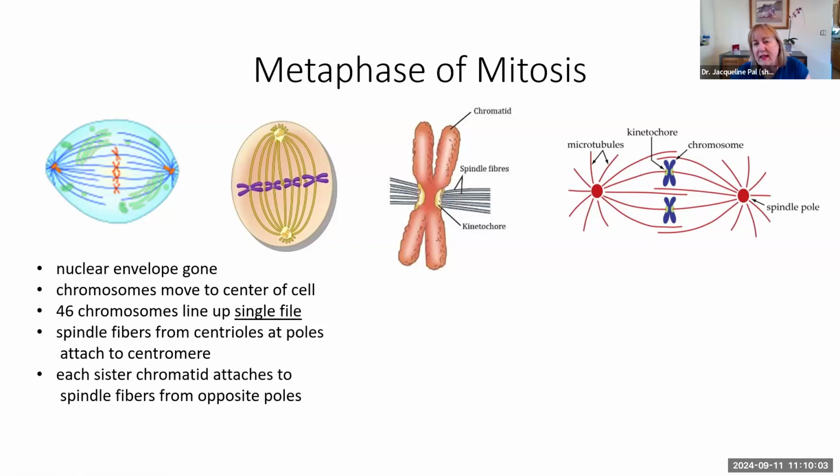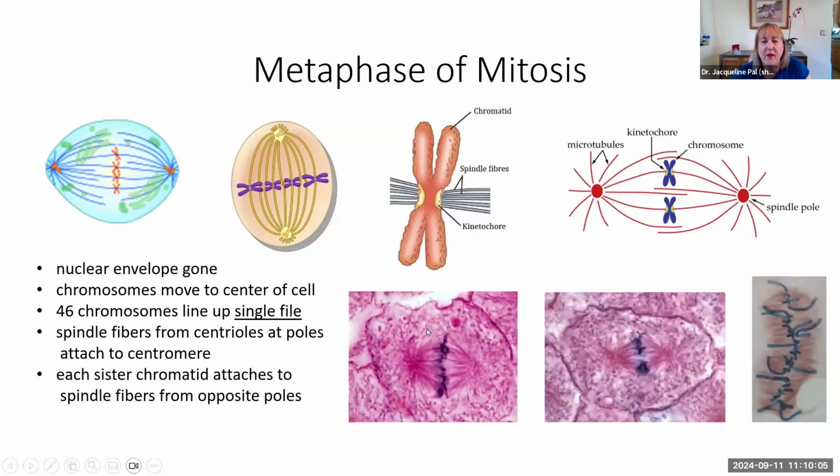So what does this look like in a photomicrograph? Well, you've got centromeres lined up and you actually can see spindle fibers in them. And even though we show this beautifully in our cartoon drawings, when we look at the chromosomes in a photomicrograph, they don't look nearly as neatly lined up as our drawings do.